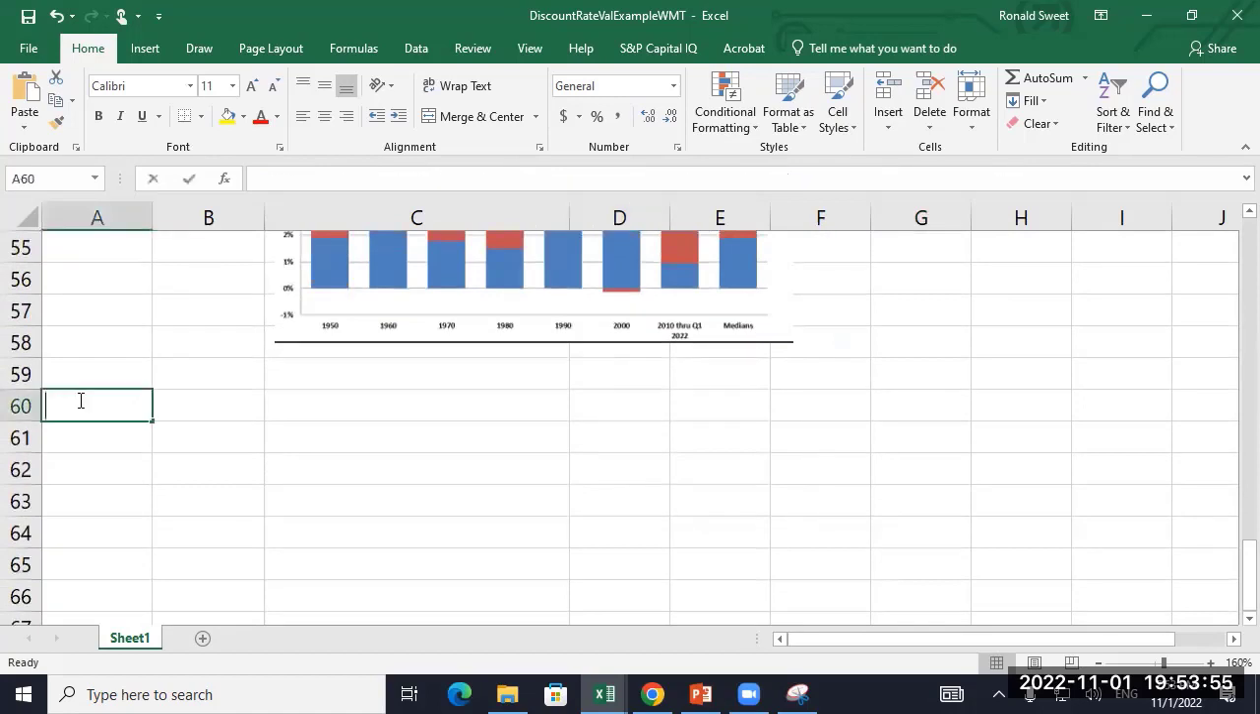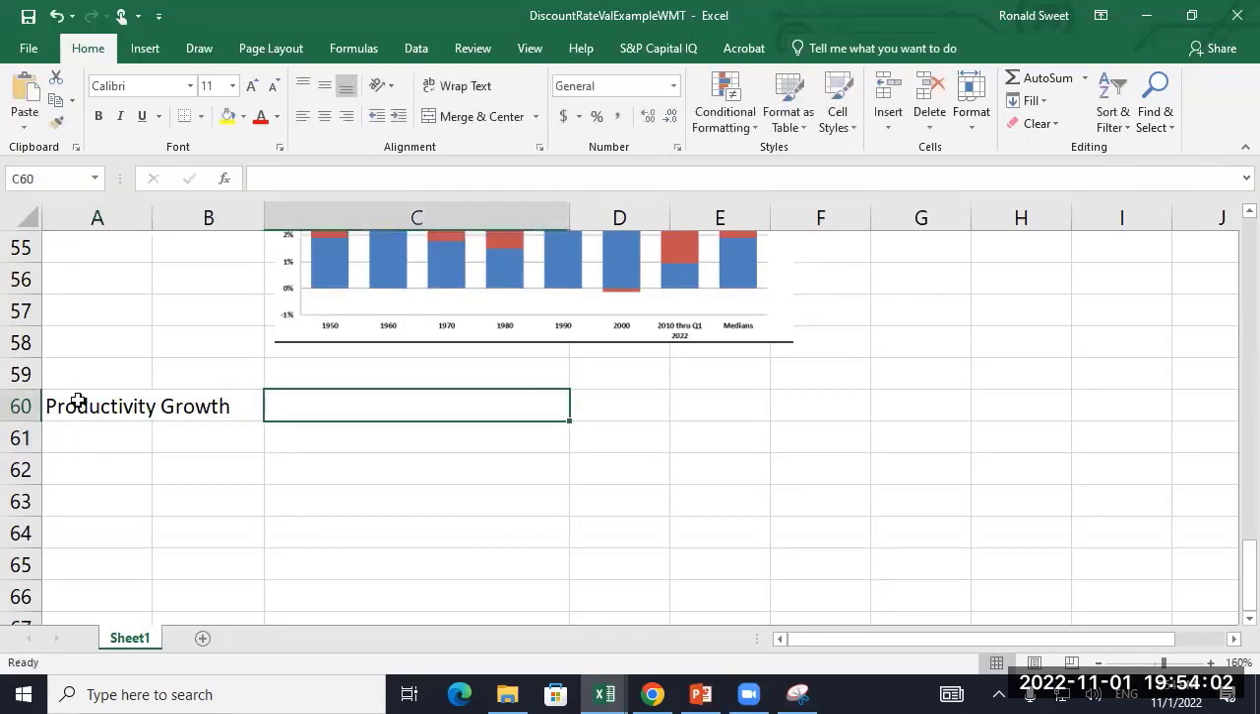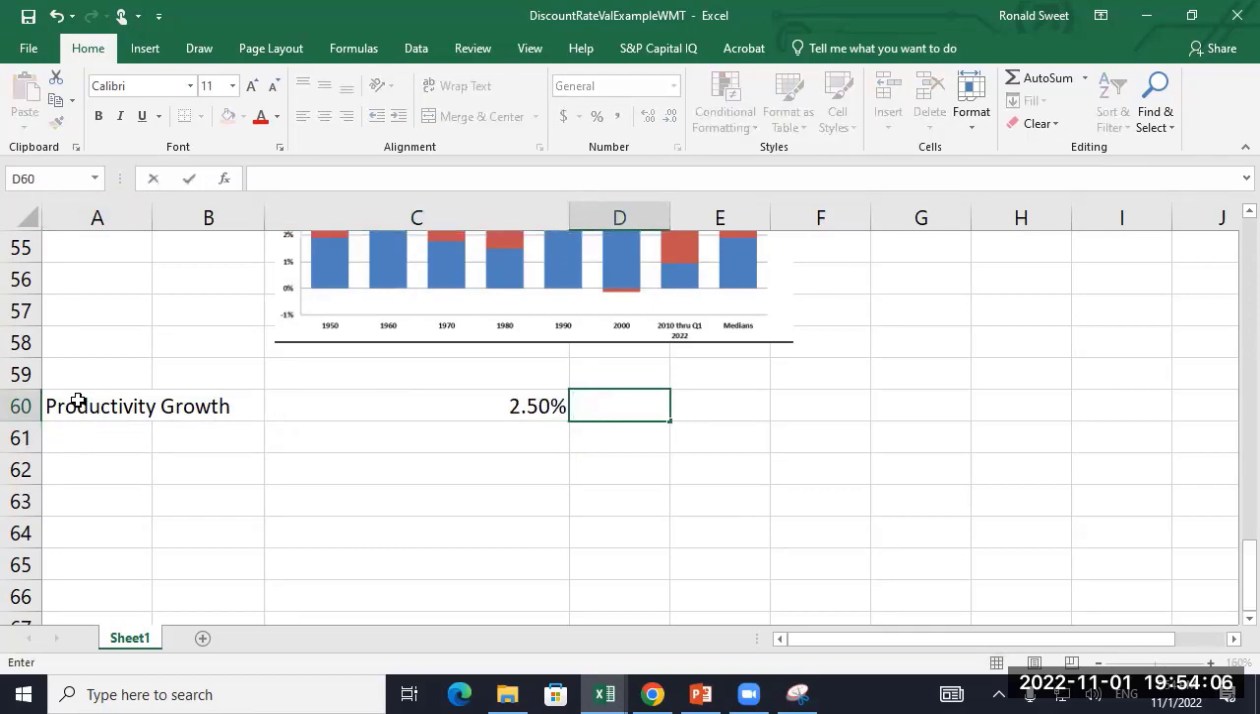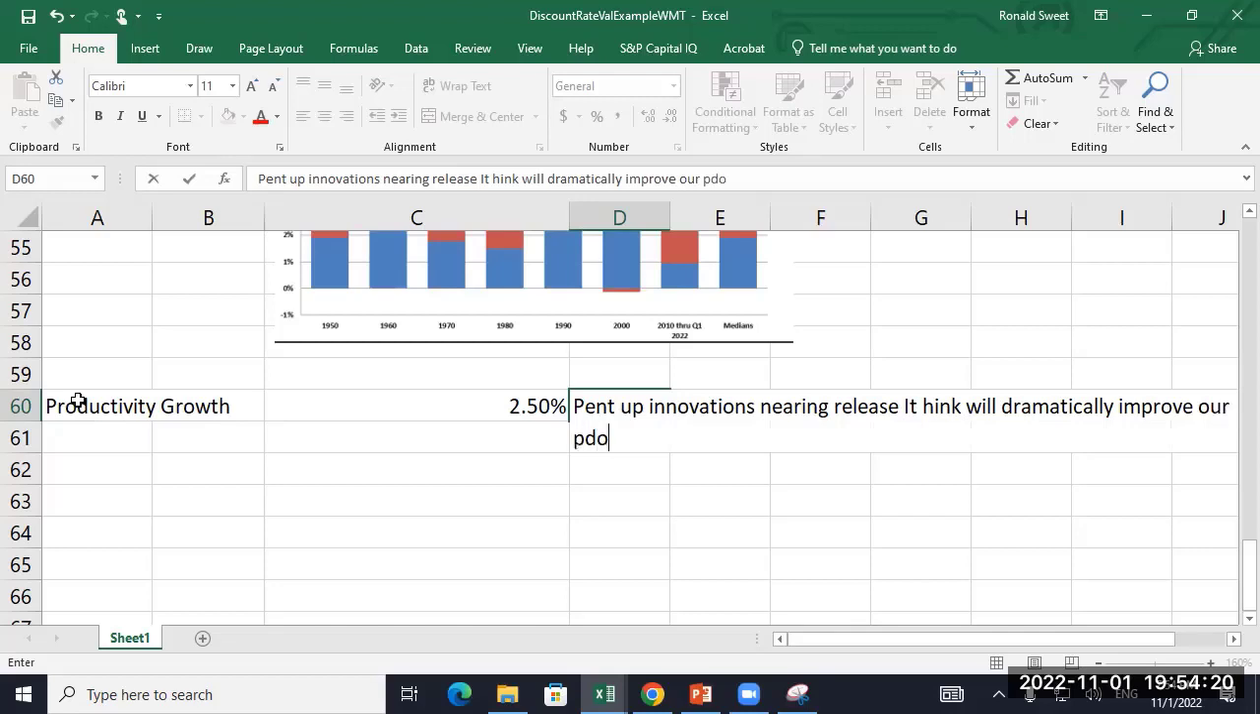Right, so for me, I'm going to say productivity growth, maybe I'll say 2.5%. There is pent-up innovation nearing release. I think it will dramatically improve productivity. That's my belief. You might not believe it. Hopefully you can spell better than I do.